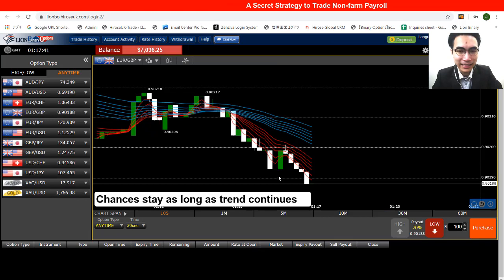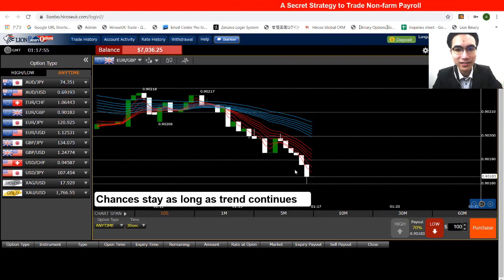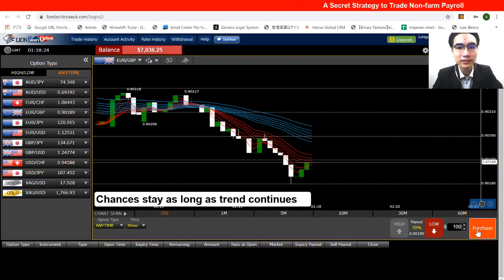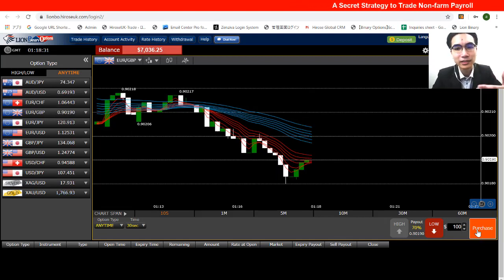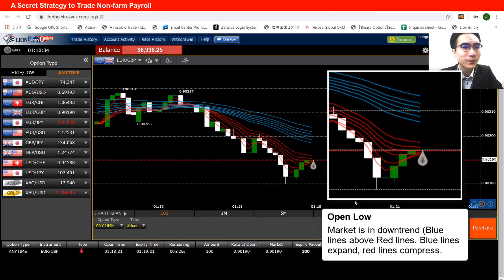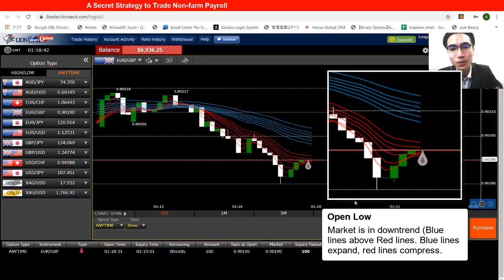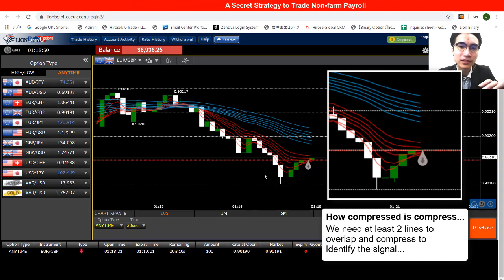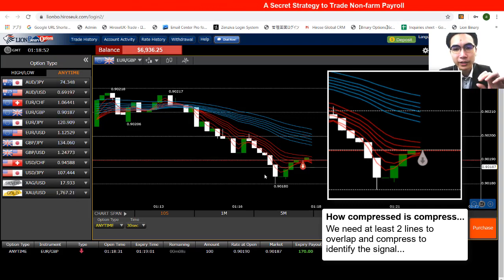I will stay here, because as long as the trend continues, I can make profit by trading this currency pair. Now I will place another trade because the red lines are compressing. I know a lot of you are confused when I say compress. What is the idea of compress? For me, I will place a trade when at least the first two lines compress. At the first trade I placed, the first two lines compressed, and that's why I opened a low there.